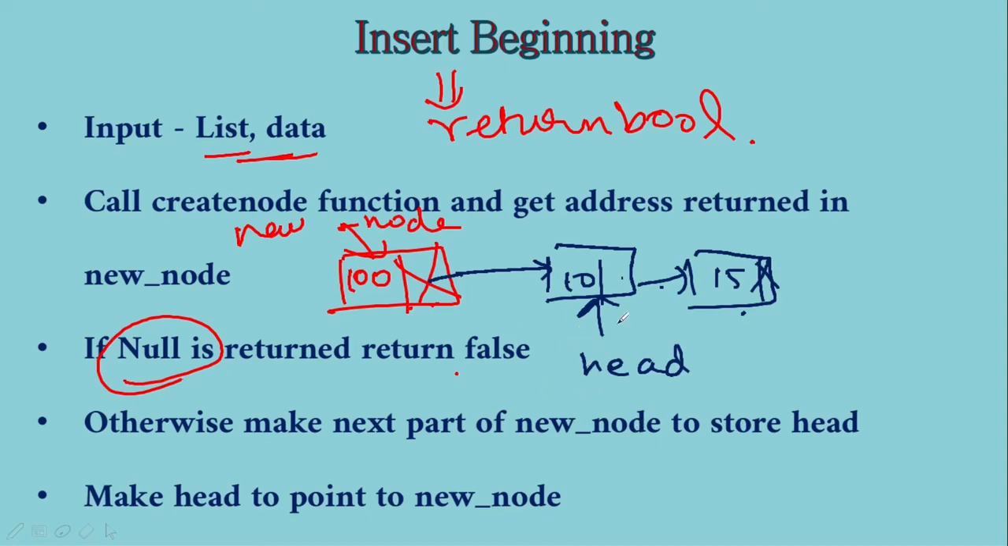And then what does the rule tell? The rule tells that head should always point to the first node of the linked list. So move your head from here. Hereafter head should not be here, rather it should be pointing to the first node, right? So these are the steps that we have to follow. Make next part of the new node store head, and make head point to the new node. Let us do that.